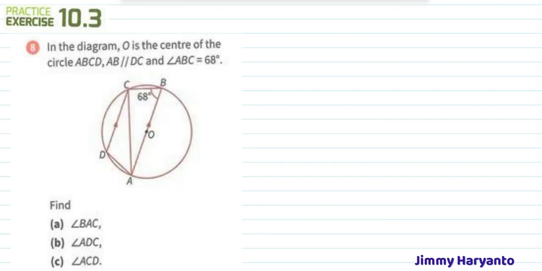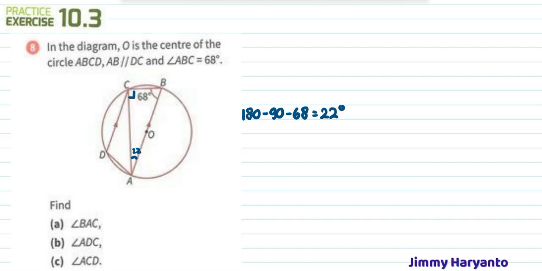And then next is question 8. We'll start from the diameter. That means this one will be 90 degrees. Okay, this one is 90 degrees. And then I think we can get this one. 180 minus 90 minus 68 equals 22 degrees. So this one is 22.